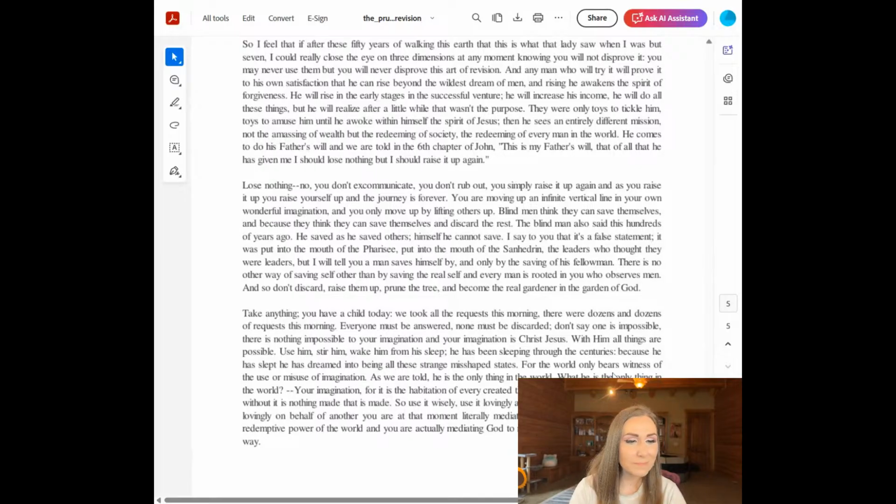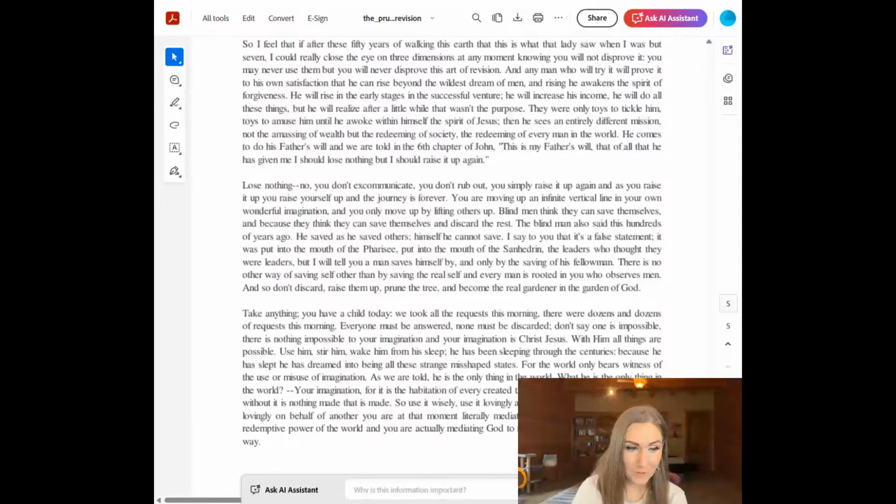For the world only bears witness of the use or misuse of imagination. As we are told, he is the only thing in the world. Your imagination, for it is the habitation of every created thing, and by it all things are made, and without it nothing is made. So use it wisely, use it lovingly.